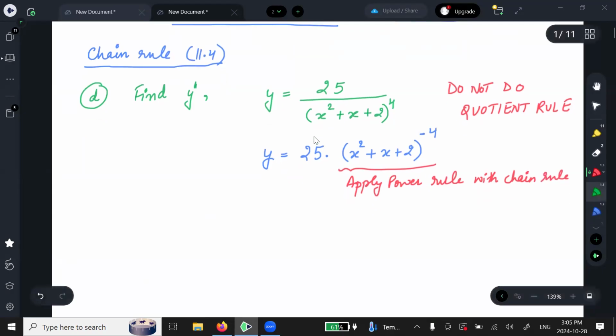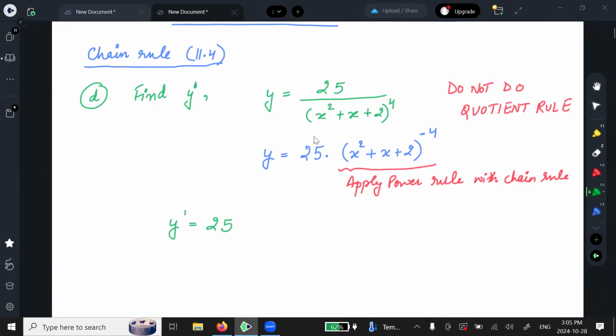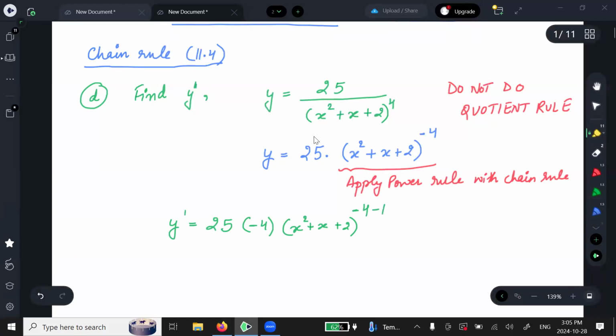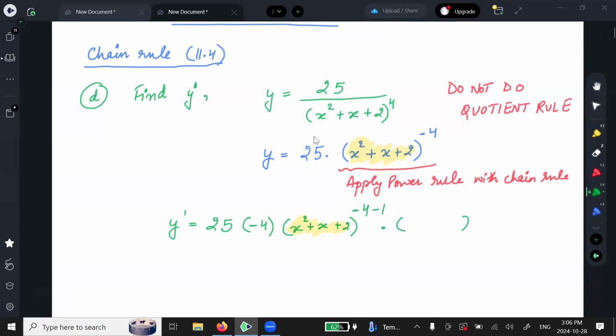So y prime will be, well, 25 remains as it is. Nothing will happen to 25. You take the power out, so that would be negative 4. Copy the inside as it is. Subtract 1 from the power, so negative 4 minus 1. We're not done here because the inside is not just x. So there is an extra step. What is that extra step? Multiply by the derivative of the inside. Just don't forget the extra step, okay? So I get 2x plus 1.